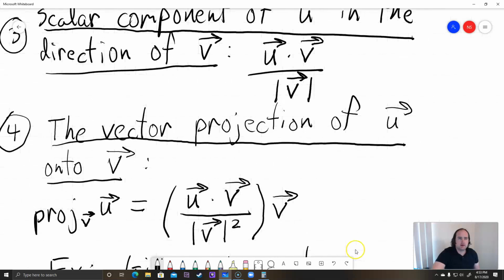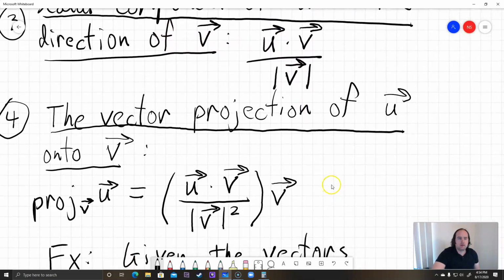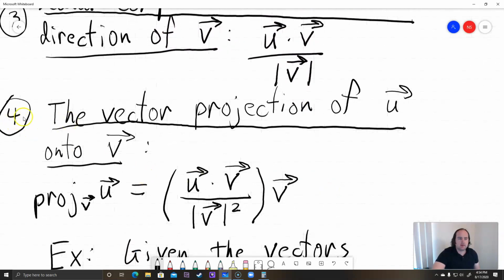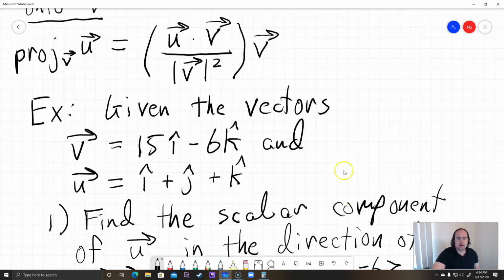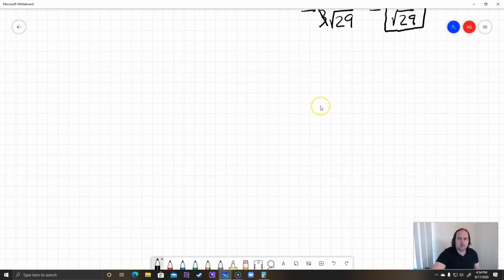Okay, so we got to use one of the new formulas. We learned how to use the scalar component of u in the direction of v. That one's not so bad. Now we're going to take a look at formula number 4, the vector projection of u onto v. That one's a bit more complicated, but as you'll notice, it's still just a dot product, and then a length down here squared, and then at the end you multiply it times a vector. So even though it looks complicated, it's not as bad as it looks. Okay, so let's do that.